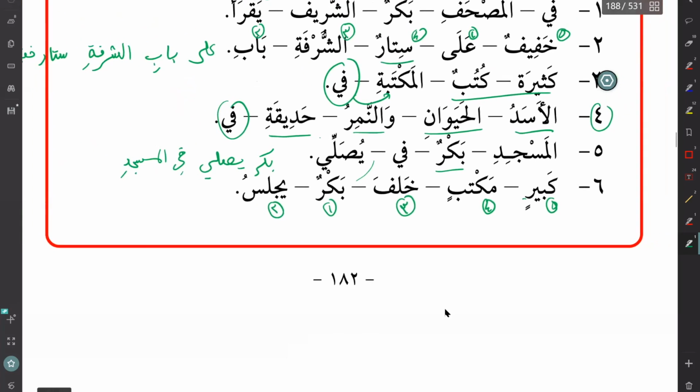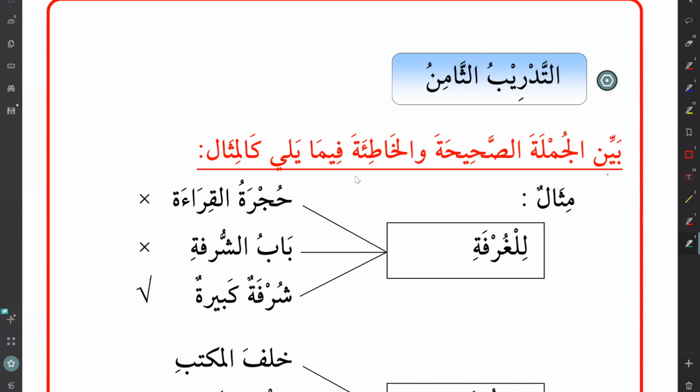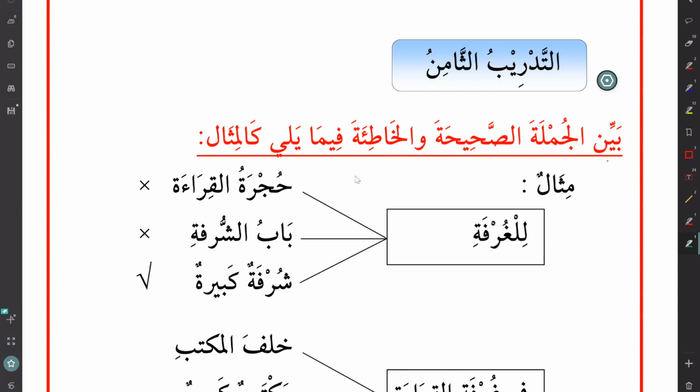Now, the next tadrib we have is tadrib thamin, the eighth exercise. It says bayyin jumlata sahiha. Bayyin means to indicate or to clarify, jumlata sahiha, the correct sentence. Sahih means correct, and jumla is sentence, so it's your adjective, the correct sentence. And wal khati'a. Khati'a is the incorrect sentence. So indicate the correct sentence and the wrong sentence fima yali, what's following, kama fil mithal, as shown in the example.